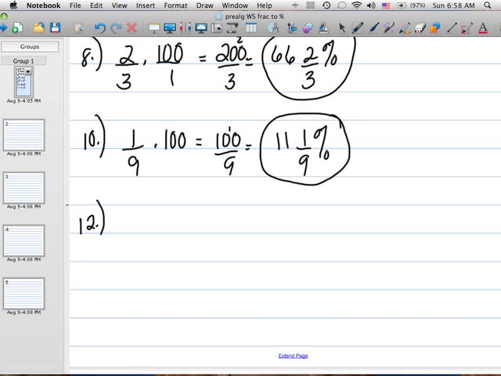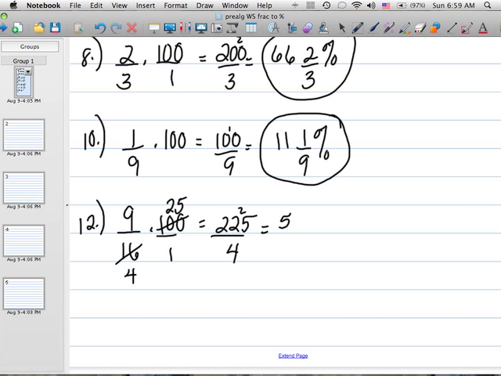Number 12, 9/16. Change it into a percent, times by 100. 4 goes into 16 4 times, and 4 goes into 100 25. 9/4, or 9 times 25, is 225 over 4. 4 goes into 22 5 times, 2 left over. 4 goes into 25 6 times. That's 24 with 1 left over, so it's 56 1/4%.